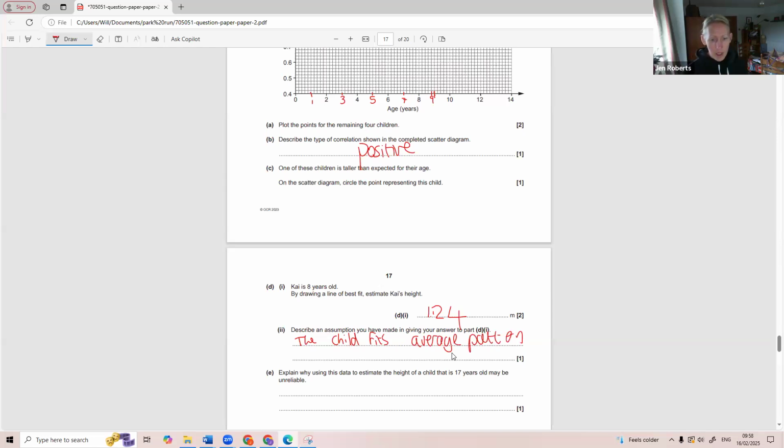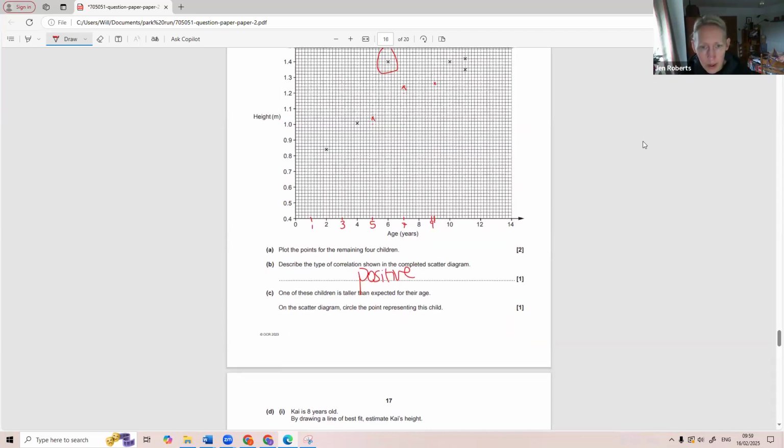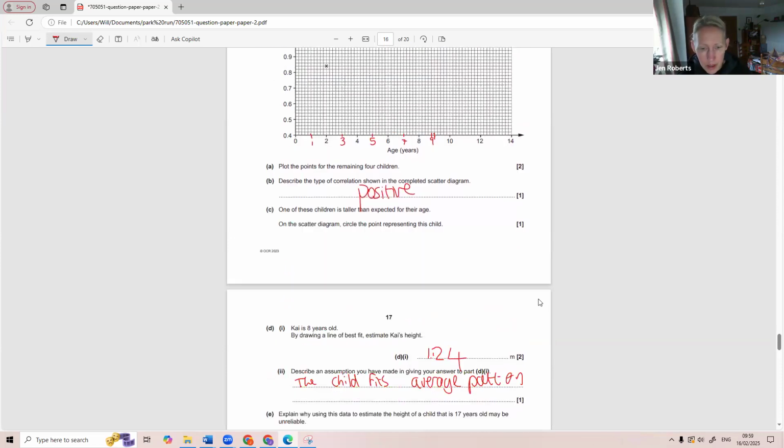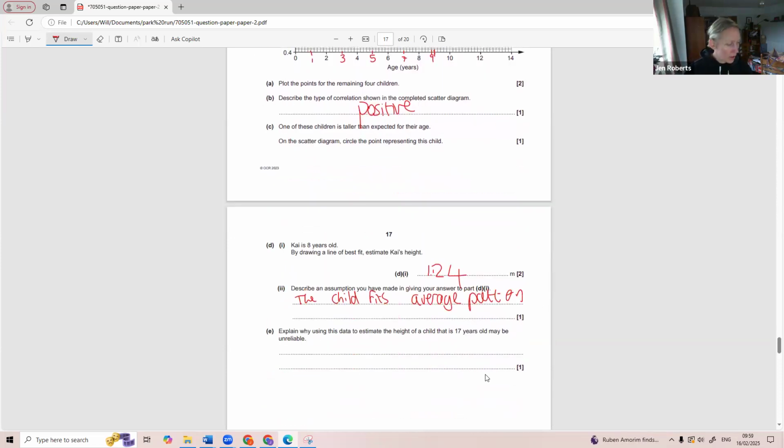Okay, explain why using the data to estimate the height of a child that is 17 years old may be unreliable. Go back to our scatter graph. If you look at the age in years, it doesn't actually go up to 17, does it? So we only have data up to age 14, so 17 is out of the data range.